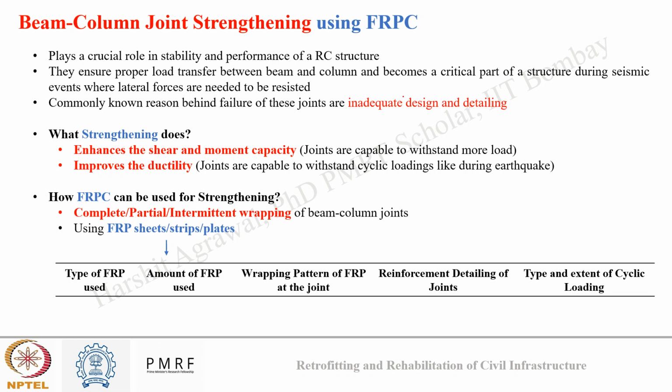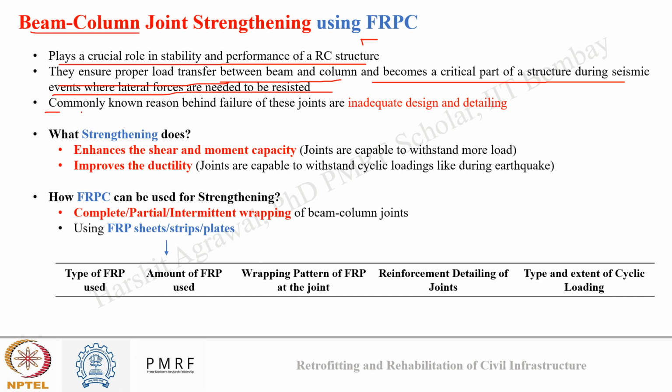Now, FRP also finds critical application in beam column joint strengthening. How? So, the beam column joint plays a critical role in the stability and performance of an RC structure, majorly in areas which are prone to earthquake activity. They ensure that proper load transfer occurs between beam and column, and become a critical part of a structure during seismic events where lateral forces need to be resisted.